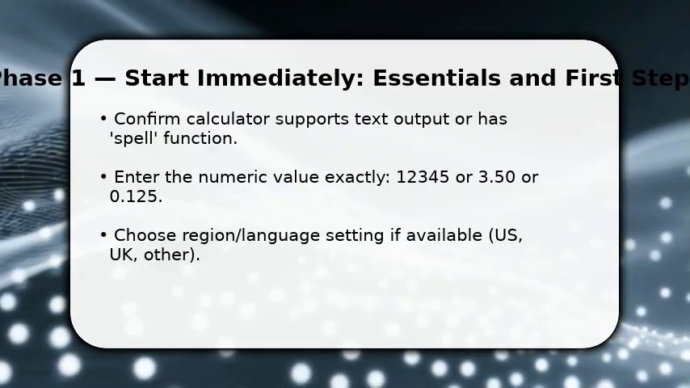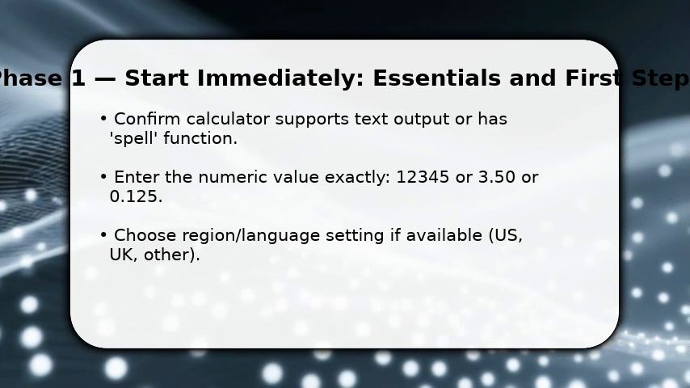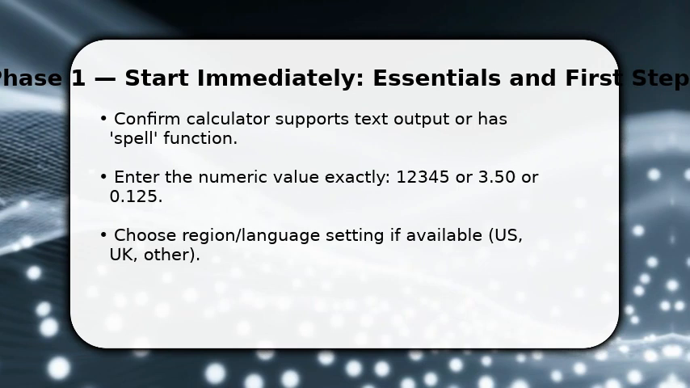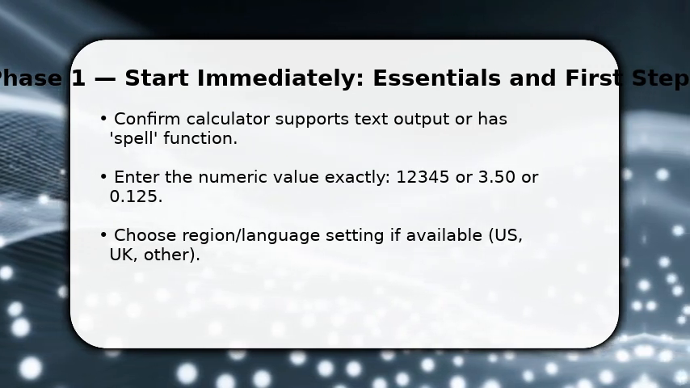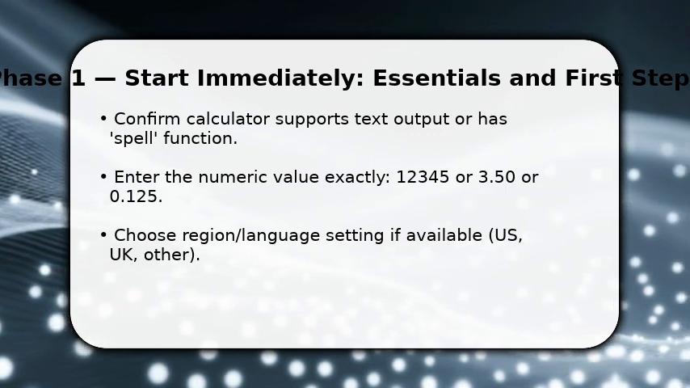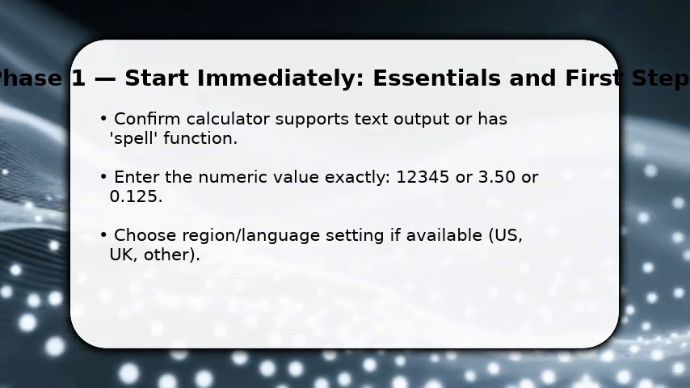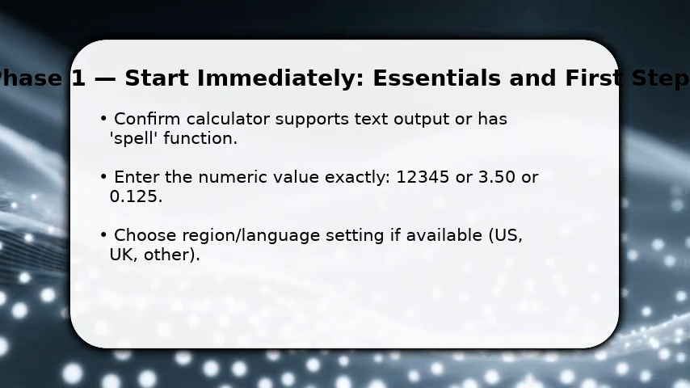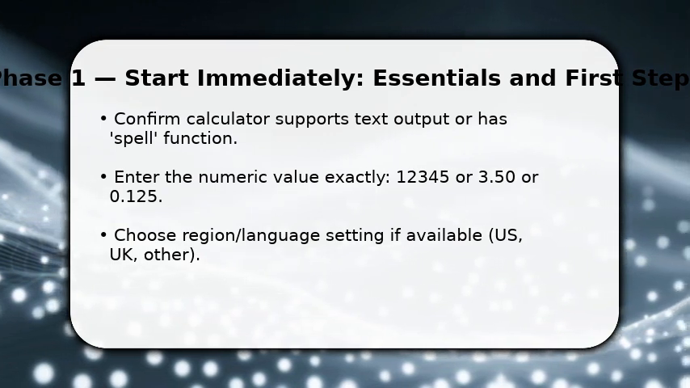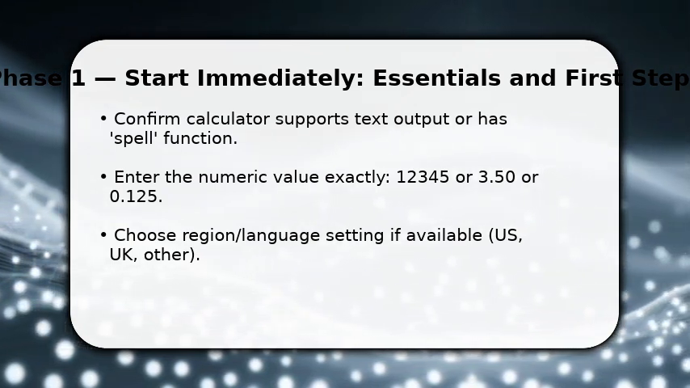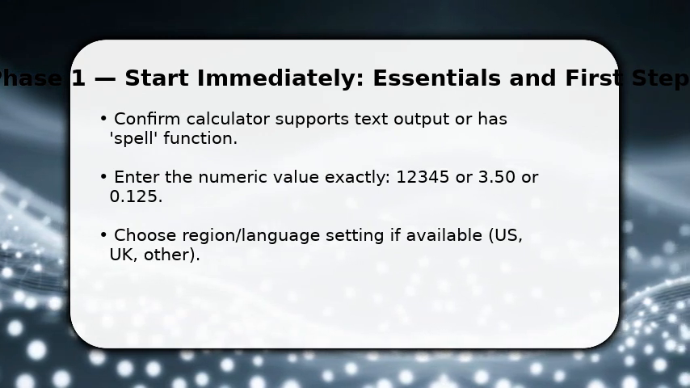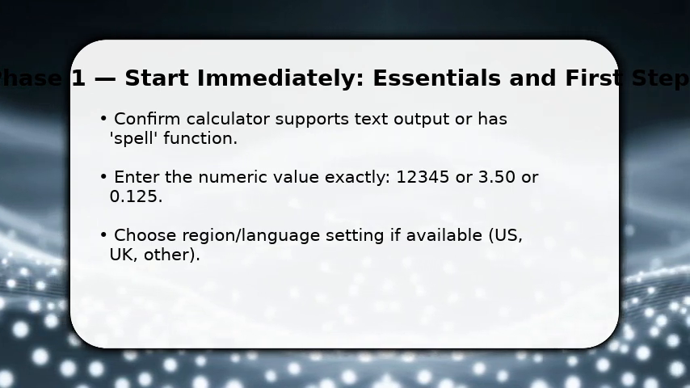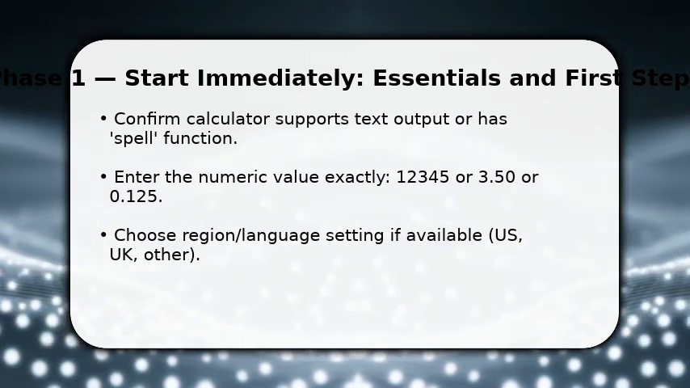You start by confirming the calculator or app can convert numbers to words, and you enter the number now. Type the exact value, for example 12,345, 3, 50, or 0.125, because precision matters for cents and decimals. Once done, make sure to select the correct language or regional setting so formatting and currency words match your expectations. If there is a mode or function key labeled spell or text, press it. That initial action triggers the conversion engine immediately.